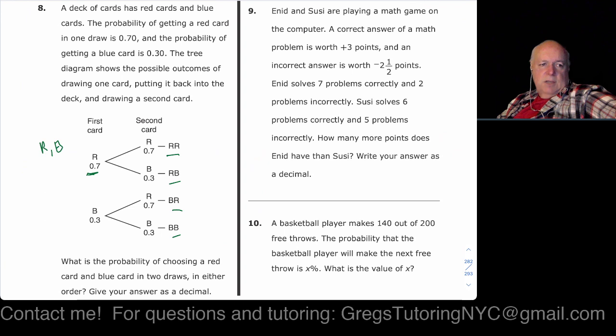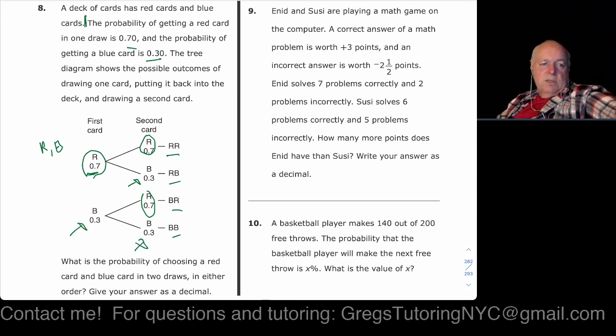So let's go. A deck of cards has red cards and blue cards. The probability of getting a red card in one draw, so that's the 0.7 they're talking about here. And if we notice, every red is 0.7. The probability of getting a blue card is 0.3. And we can see that here. That's 0.3. This is 0.3. This is 0.3. All right.